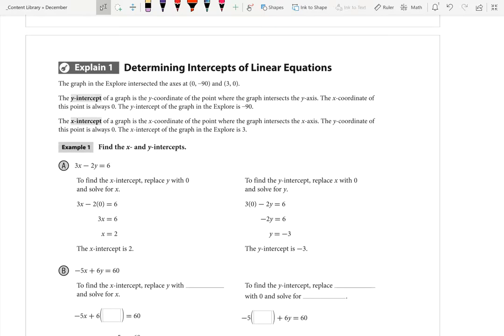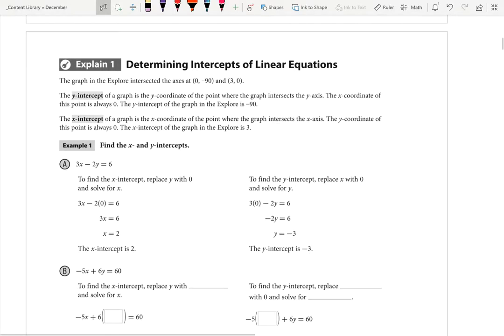So the graph in the Explore intersected the axes at 0, negative 90, and 3, 0. We just talked about that in the last one. The y-intercept of the graph is the y-coordinate of the point where the graph intersects the y-axis. The x-coordinate of that point is always 0. The y-intercept of the graph in the Explore was negative 90. The x-intercept is where it hits the x-axis, and no matter where it hits the x-axis, the y-coordinate will always be 0. And in that previous example, the x-intercept was at 3.